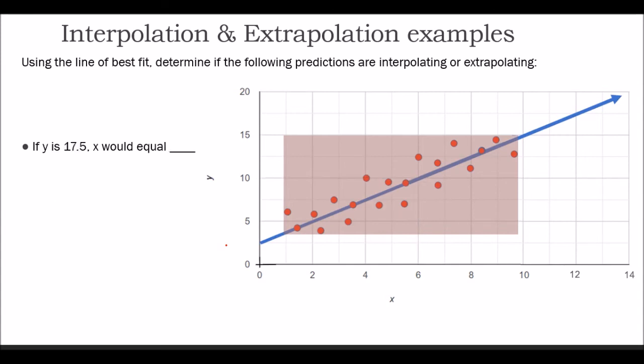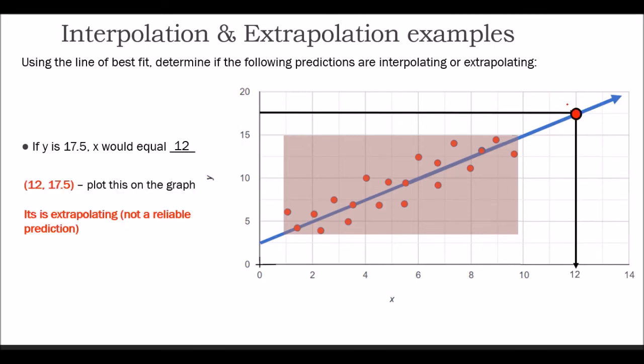Let's try another one. What if y was 17.5? 17.5 would be here. So if you follow that, it hits the line over here. Following that, the value of x would be 12, which is great, but is that an accurate prediction? It's outside the box, so it's not accurate. Therefore it's extrapolation, because it's not in the box, it's not reliable. So those are two things you need to know. Interpolation: reliable within the range. Extrapolation: not reliable outside the range.